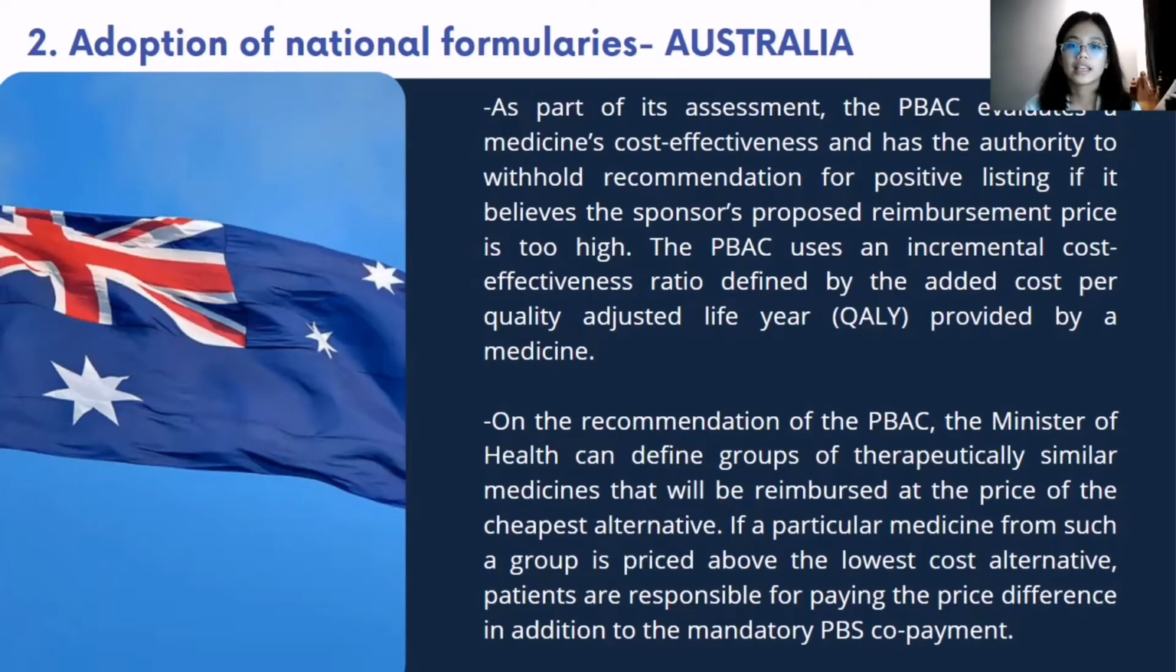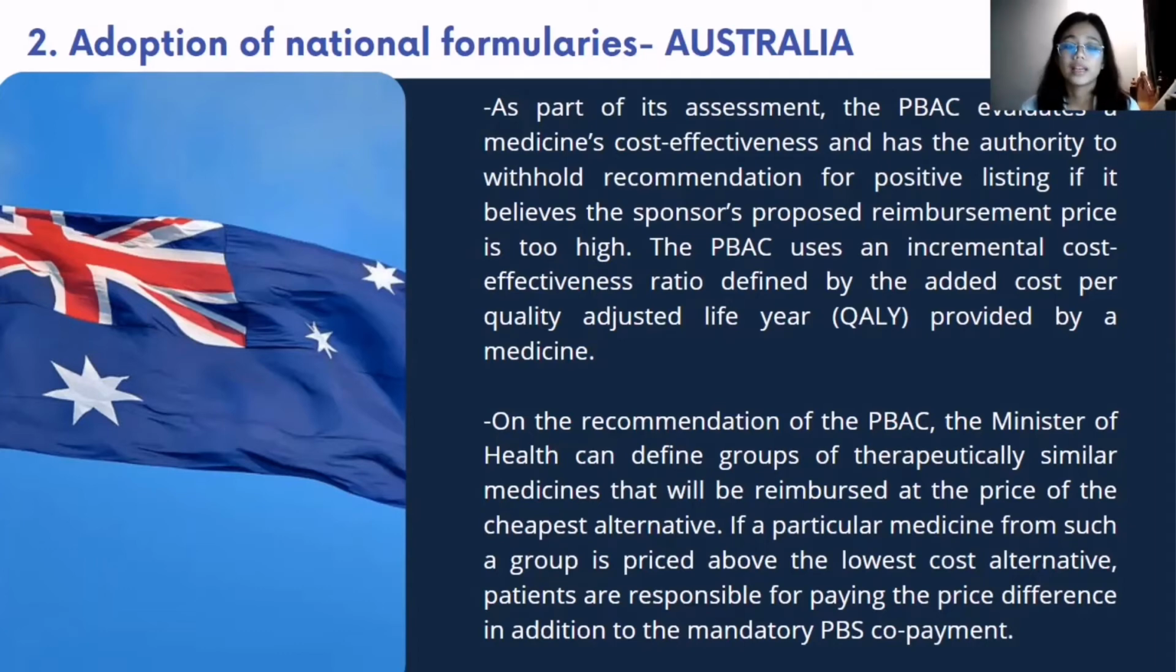The PBAC evaluates medicine cost effectiveness and has the authority to withhold recommendation for positive listing if it believes that the sponsor's proposed reimbursement price is too high. The PBAC uses an incremental cost effectiveness ratio, defined by the added cost per quality adjusted life year provided by a medicine. On the recommendation of the PBAC, the Minister of Health can define groups of therapeutically similar medicines that will be reimbursed at the price of the cheapest alternative.